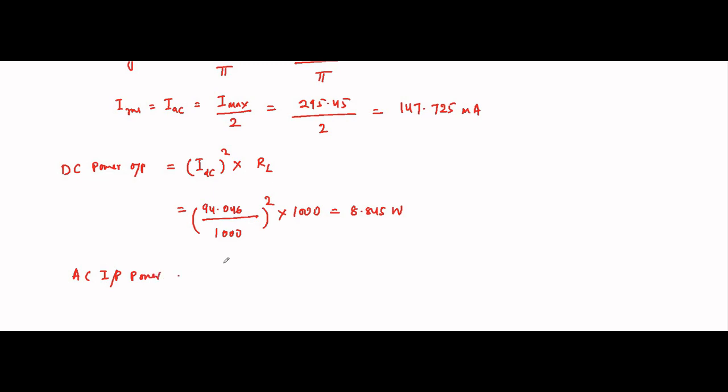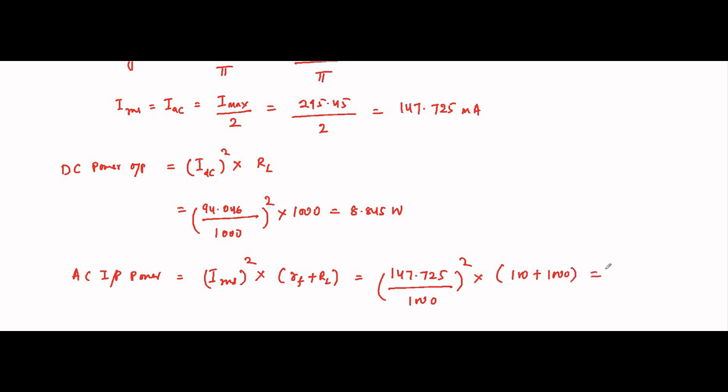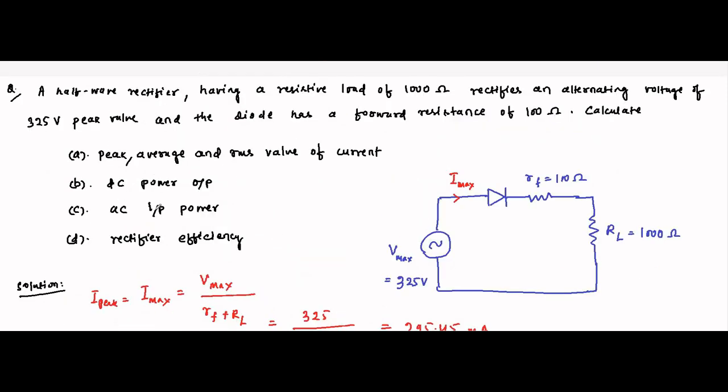This is the AC input power. Whenever AC comes into play, we have the AC value of the current, which is the RMS value, squared, taking into account the total resistance, that is forward resistance RF plus load resistance RL. That is equal to IRMS, we have determined 147.725, converting it into amperes, squaring it, RF is 100 ohm, RL is 1000, which is 1100. That is equal to, it is coming around 24 watts. So we have determined the DC power output and the AC input power.